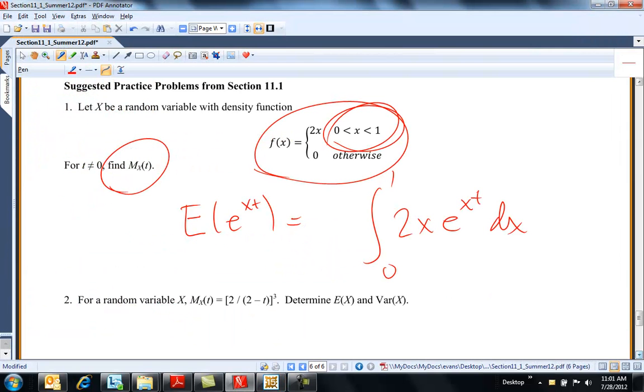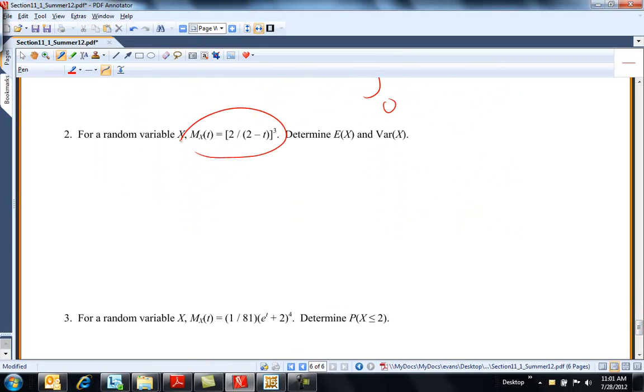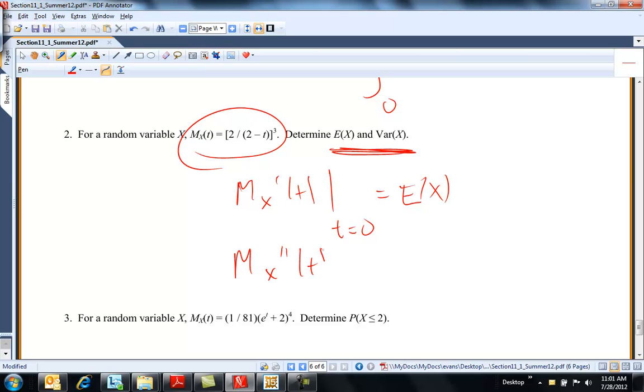Okay, this one, here's its moment generating function right here. Define this random variable's mean and variance. I'm going to take the first derivative at t equals 0, and we'll get expected value of x. And then if I take the second derivative, I get expected value of x squared, and then I can do a nice combination with these two to find the variance.